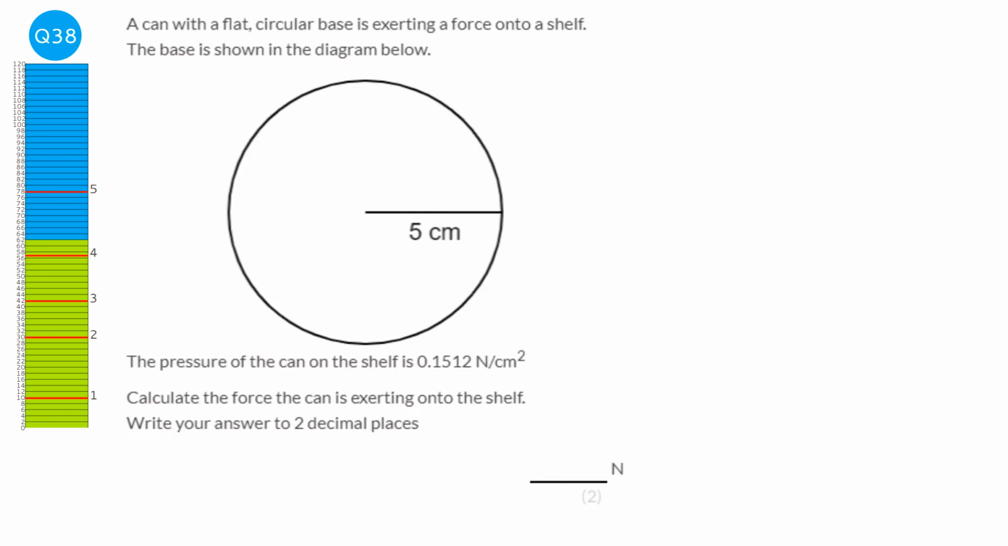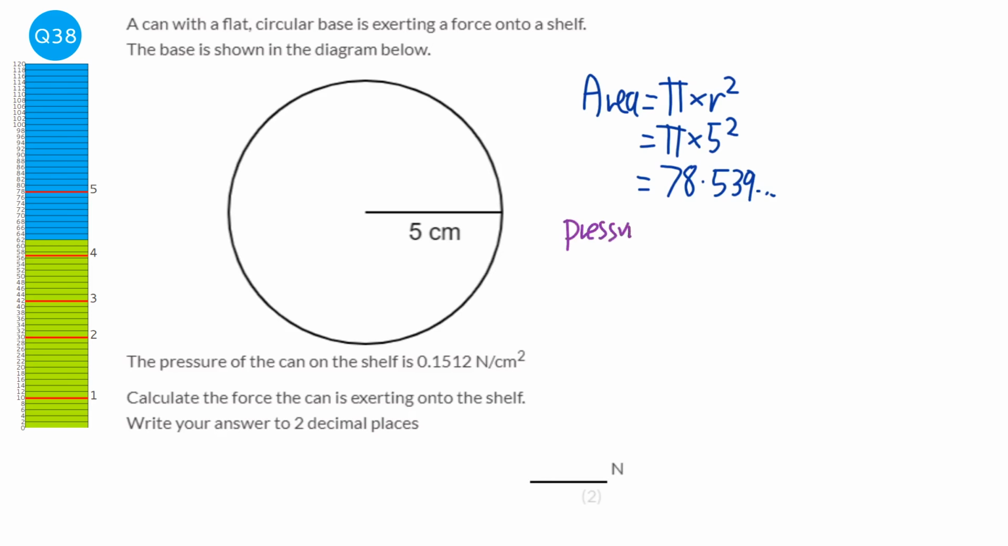To find the force, we need the pressure and the area. We're given the pressure in the question, so all we need to do is find out what the area of this circle is. And the formula is pi times r squared, which will be pi times the radius, which is 5 squared, which will be 78.539 and so on.